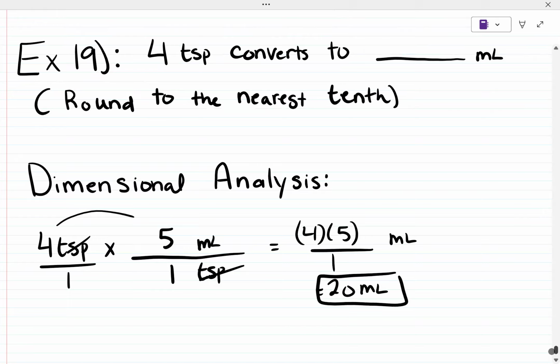It says round to the nearest tenths, but remember we don't include trailing zeros, so it would be wrong if you say 20.0.